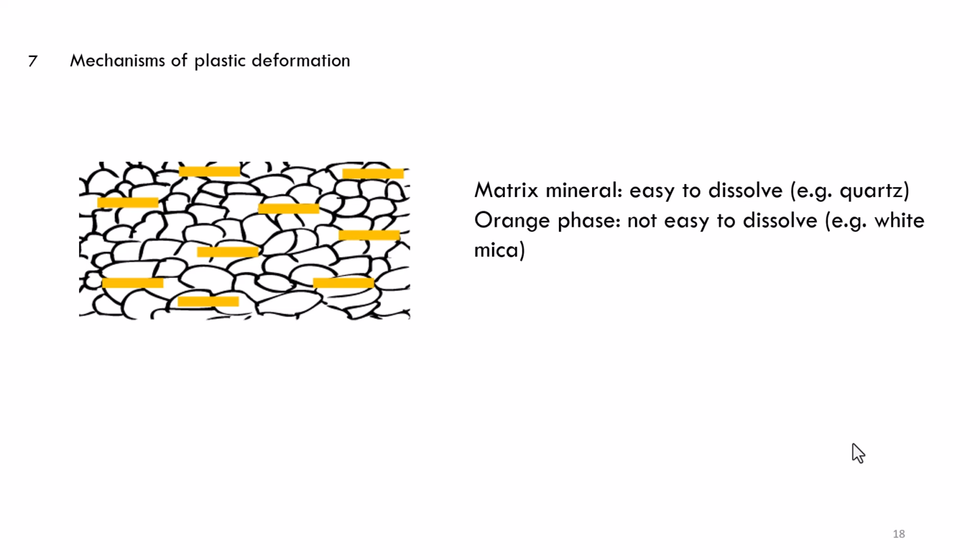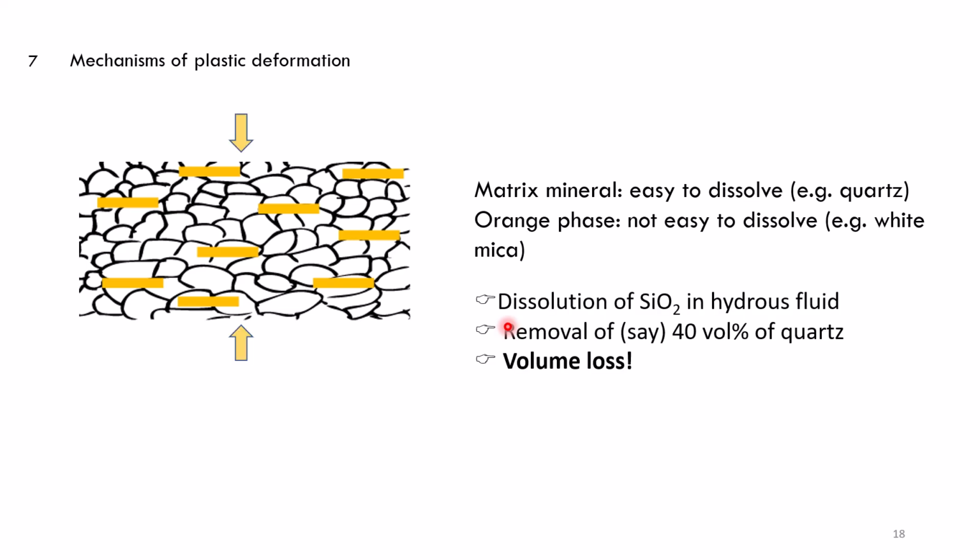Let's make a little thought experiment. Let's assume we look at an undeformed rock with a certain content of a mineral phase that has a low solubility, such as white mica, for instance, shown in orange here, in a matrix with a mineral that has a much higher solubility, such as quartz. If we expose this rock to a differential stress field in the presence of a fluid phase, we will find that a part of the quartz will dissolve, SiO2 will be enriched in the hydrous fluid that is present, and that will remove a part of the quartz content in the rock.